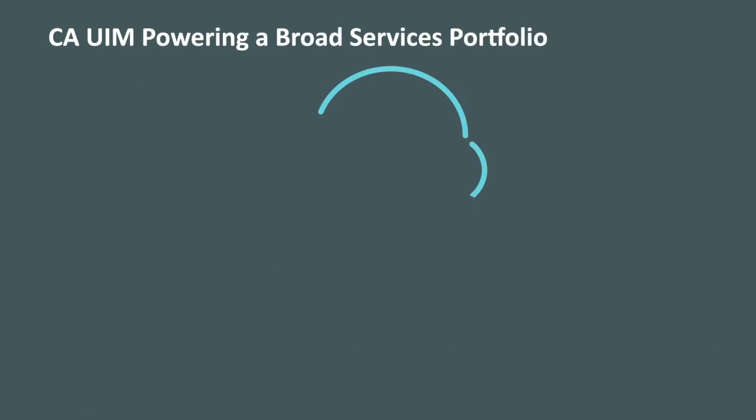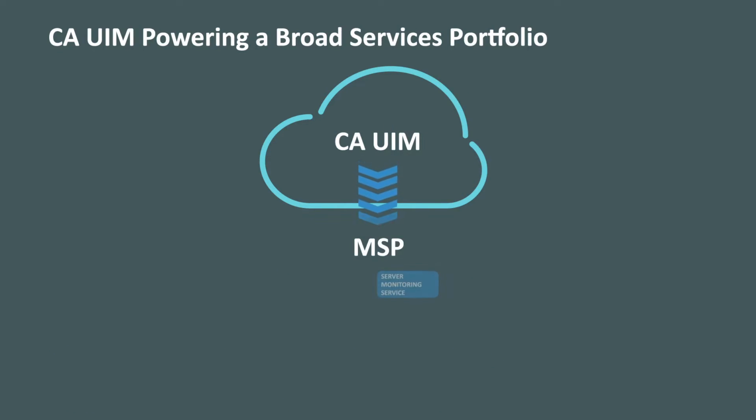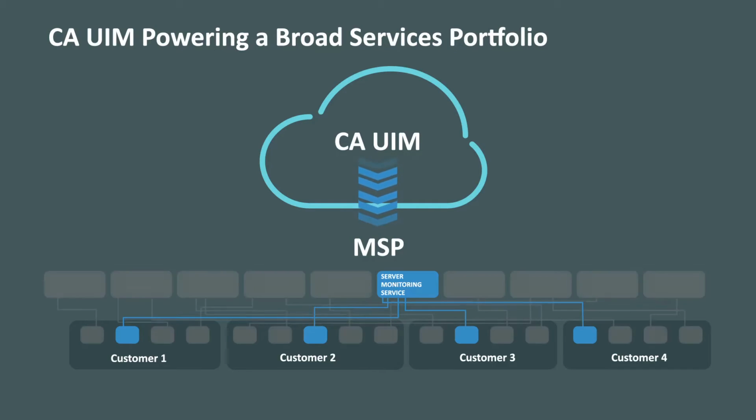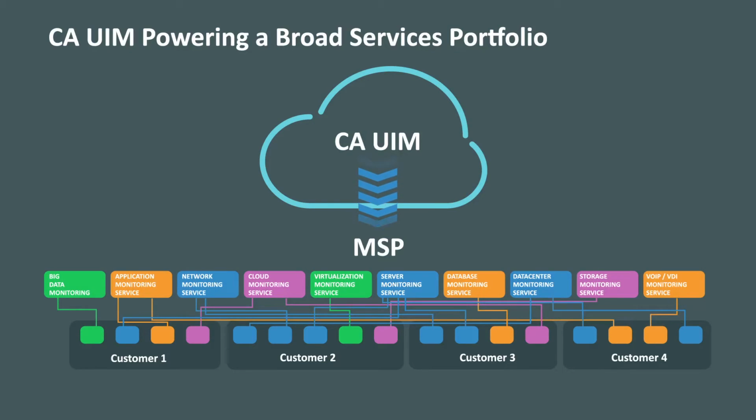Here is a high-level visual representation of CA UIM, enabling a broad portfolio of monitoring services of which your MSP customers can subscribe to. An initial service offering that's powered by CA UIM might be server monitoring for Windows, Linux, Unix, and iSeries servers. With CA UIM, your service catalog could be quickly expanded to include many additional service offerings. For example, in areas such as application, virtualization, storage, and much more.